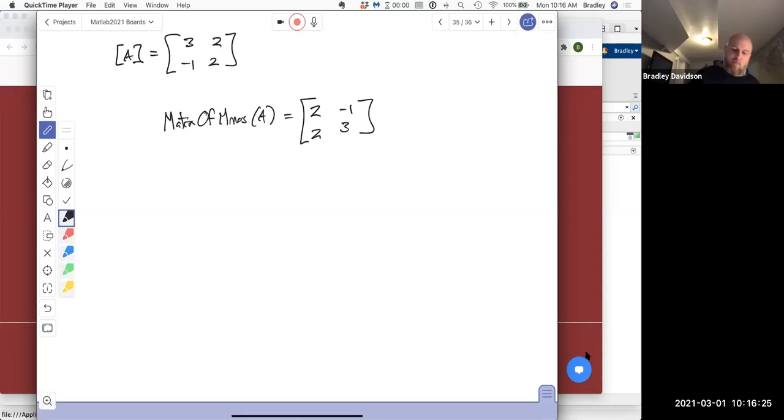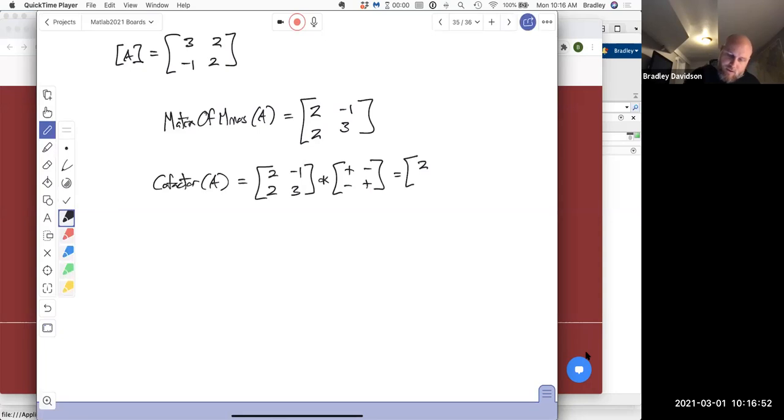And then we're going to take our matrix of minors, and to get the cofactor of A, we take our matrix of minors, 2, -1, 2, 3, and then we're going to multiply that by plus, minus, minus, plus. So we have a checkerboard of pluses and minuses. And so that makes our cofactor equal to 2, 1, then -2, and then 3. All right, so that's our cofactor matrix.